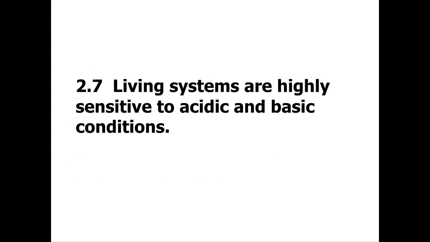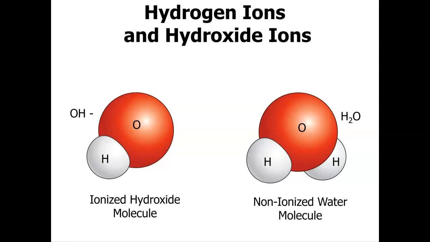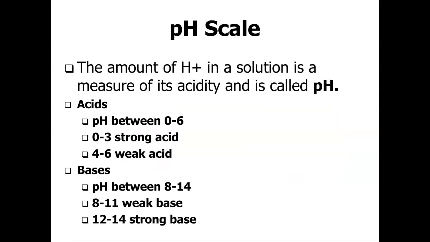Living systems are going to be highly sensitive to acidic and basic conditions. If you see an atom that ends in OH negative, that is going to be a base. However, if it starts with a hydrogen, then it's going to be acidic, with some exceptions. Water here is not going to be an acid. It's actually going to be neutral. So we have what we refer to as a pH scale. The amount of hydrogen in a solution is a measure of its acidity and is referred to as the pH.